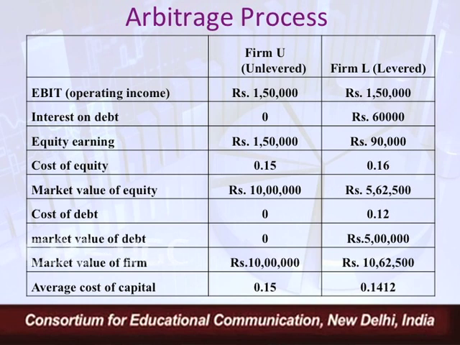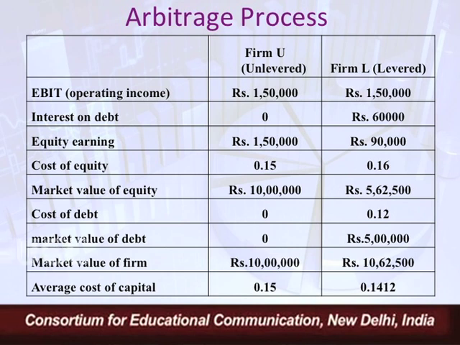So this arbitrage process has been explained by taking an example. The earning before interest and tax, let's say, for an unlevered firm and a levered firm is the same, 1,50,000. A levered firm has got some borrowed capital, it has got some interest on debt, but an unlevered firm has got zero interest on debt. The equity earnings of an unlevered firm are 1,50,000, and for a levered firm are 90,000. The cost of equity capital for an unlevered firm is 15%, and for a levered firm is 16%.